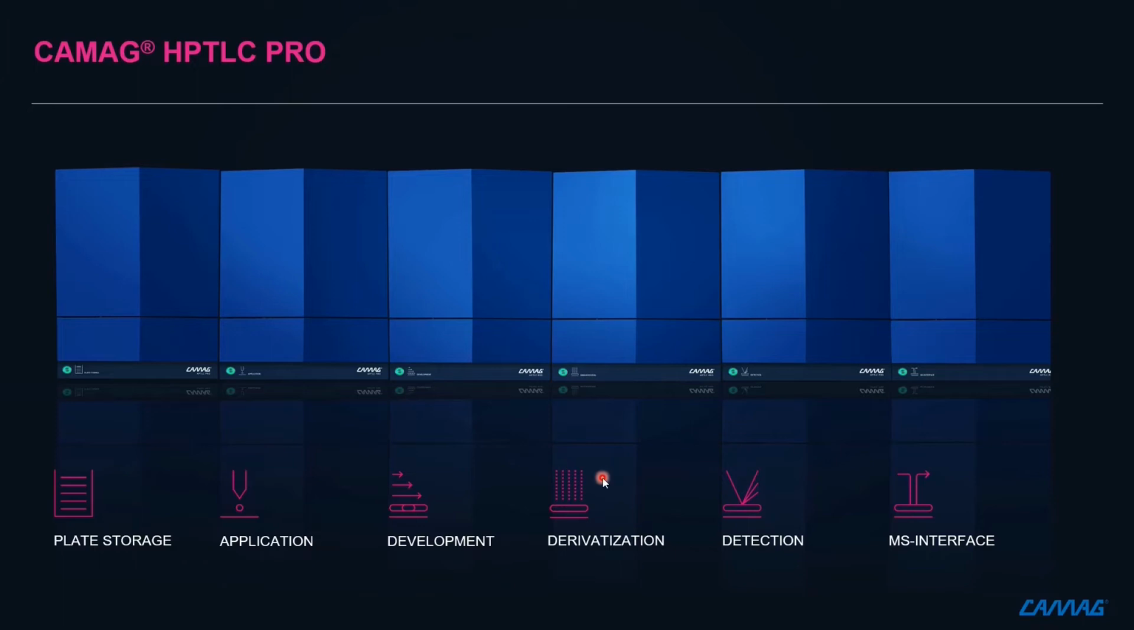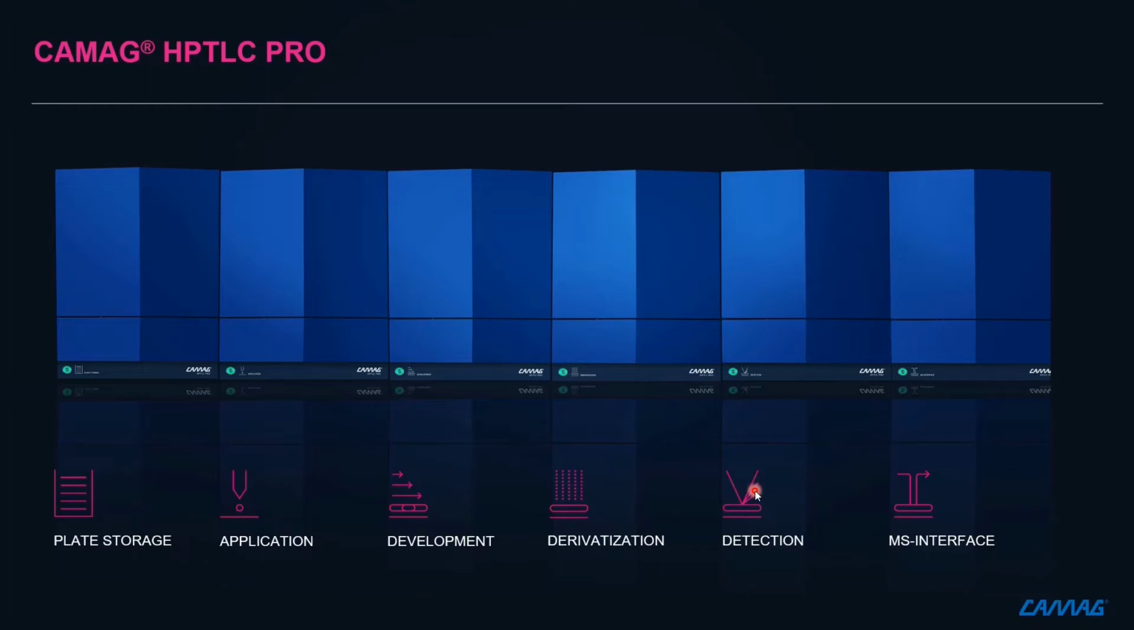The module derivatization uses a piezoelectric spraying technology. The formed microdroplets settle homogeneously onto the plate, and the nozzle used for spraying is automatically cleaned after each spraying step. A heating plate is also included.